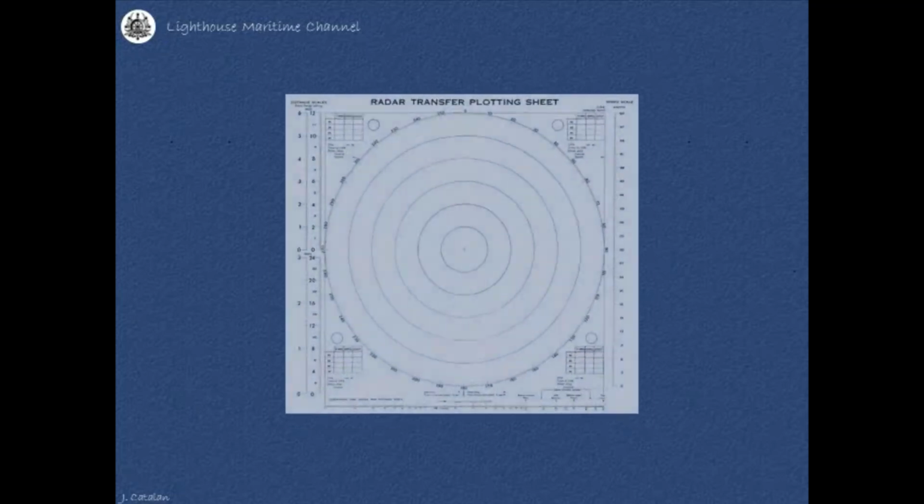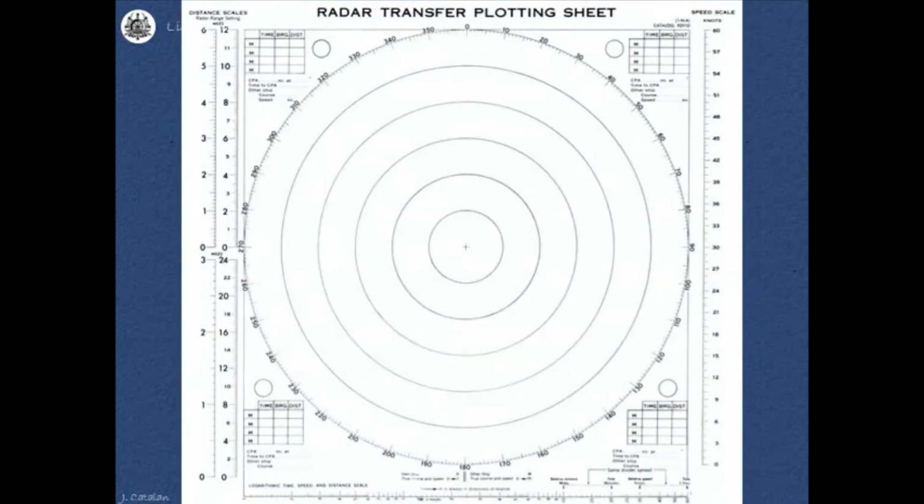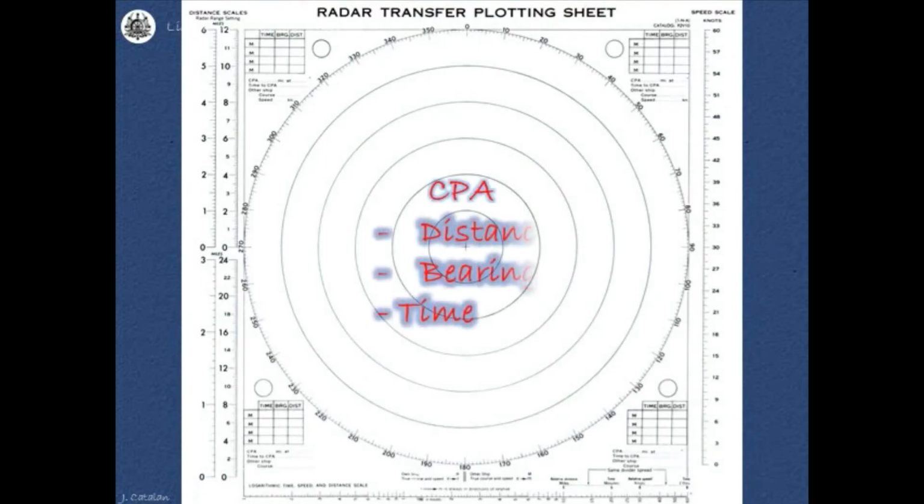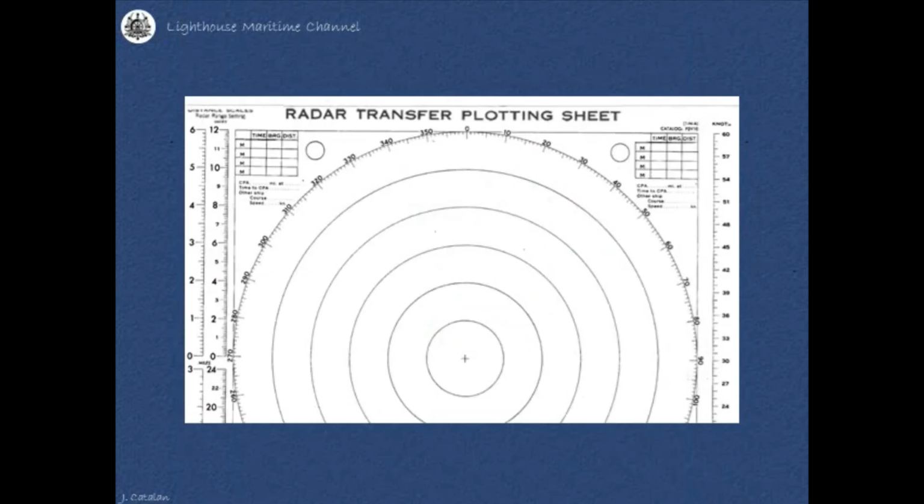Gather all the relevant information, and plot it to the radar transfer plotting sheet, to locate the CPA, and to calculate the CPA distance, CPA bearing, and the CPA time. So, what are we waiting for? Let us now proceed.